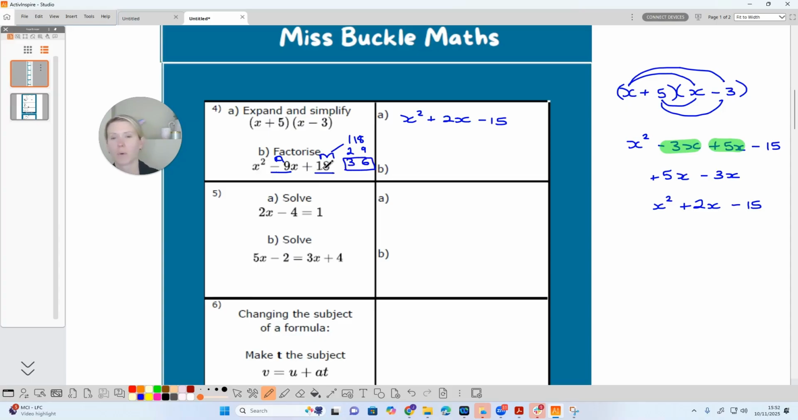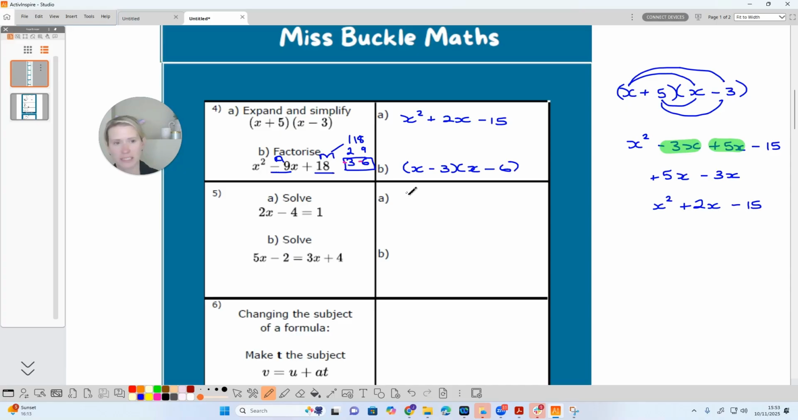Now, these two numbers are multiplying to make a positive, but we've got to get -9 in the middle. Therefore, they're both going to have to be negative. It's going to be -3 and -6 because two negatives multiply together to make the positive. And then -3 subtract 6 makes -9. We write that as x minus 3, x minus 6.